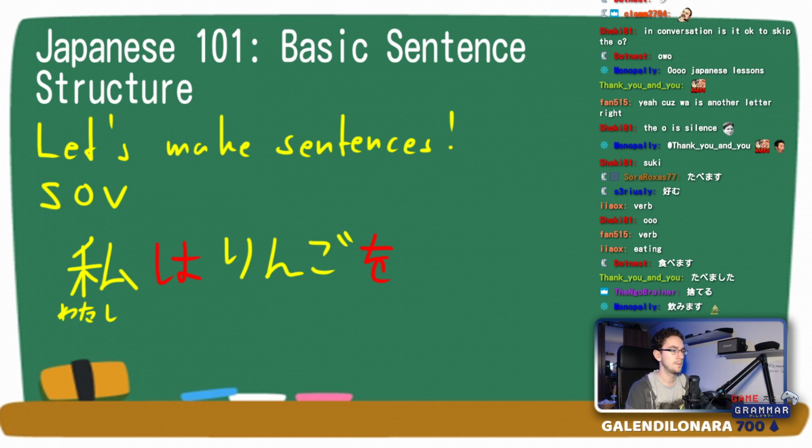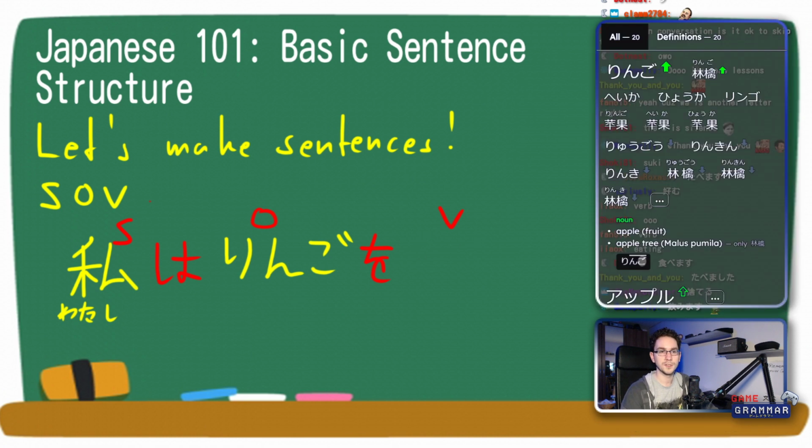Because so far, we have a subject and we have an object, so we need a verb. And yeah, most of you have already mentioned it. You can have different ones. We have a bunch of options in chat, but we are going to go with taberu. I'm going to show you this in the dictionary as well.